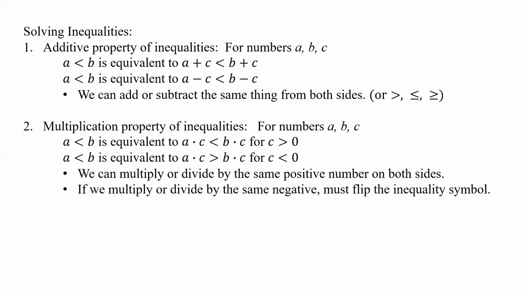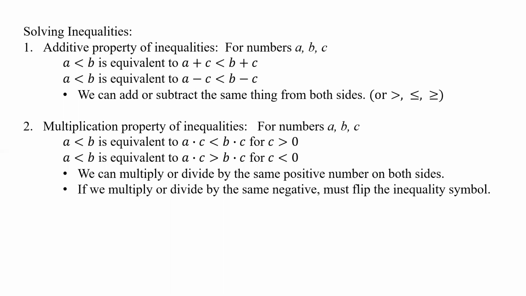That's the key there. And similarly, if we have a less than b, that's equivalent to subtracting c from both sides, and that doesn't change the inequality. That's going to help us get something where maybe we have a plus c on this side and just b over here. We can start taking things across by subtracting or adding, depending on how it is. So basically we can add or subtract the same thing from both sides, whether it's greater than, less than, greater than or equal to, or less than or equal to, and it doesn't change the inequality.